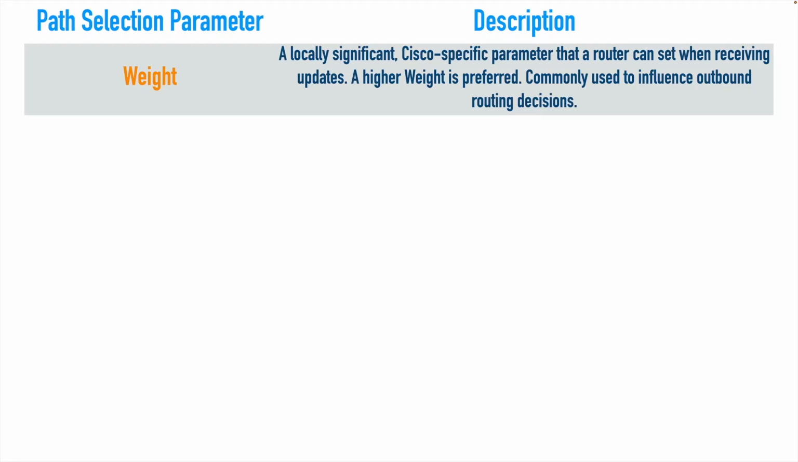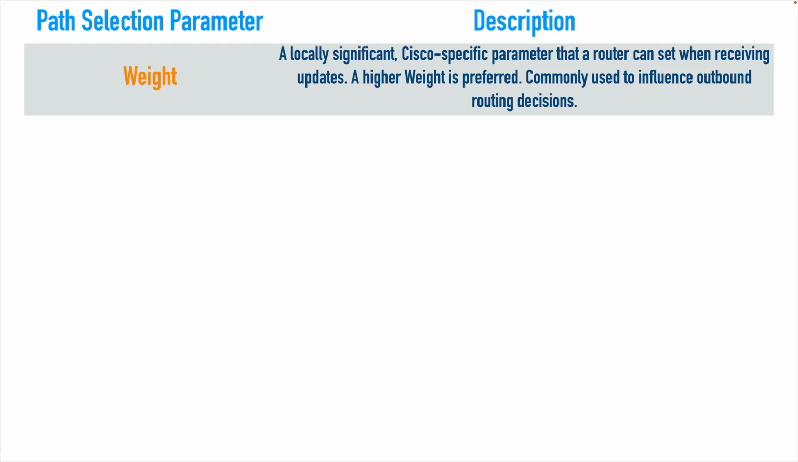And weight is locally significant. In other words, I'm not learning the weight from a neighboring router. I'm not telling neighboring routers about this weight. It's just something I can use internally to make my outbound decisions. It's almost like I'm taking a rubber stamp and stamping a weight value on incoming routes, and I can use those values when selecting an outbound route.